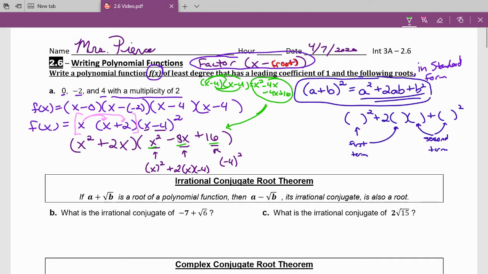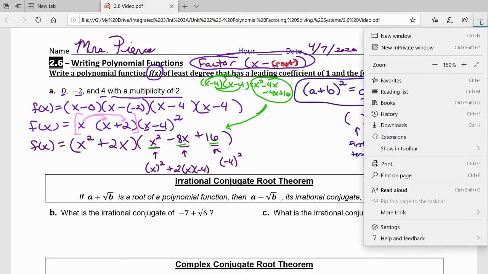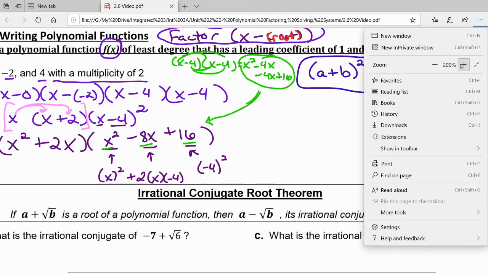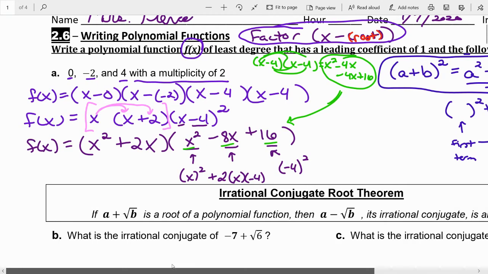All right, we are not quite done here with our f of x equation. It's not quite in standard form. We have a binomial now times a trinomial. I am running out of room here, so I am going to zoom this in a little bit. Okay, I'm going to take this binomial and multiply it by that trinomial, and I'm going to use this space over here.